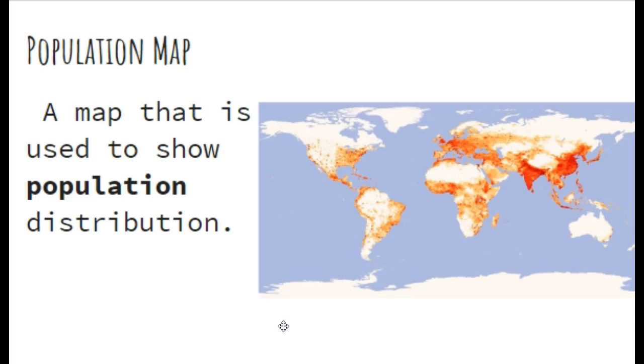Population map, a map that is used to show population distribution. Here you can see in this map the distribution of people and how big Asia is as far as its population. That concludes Unit 1.